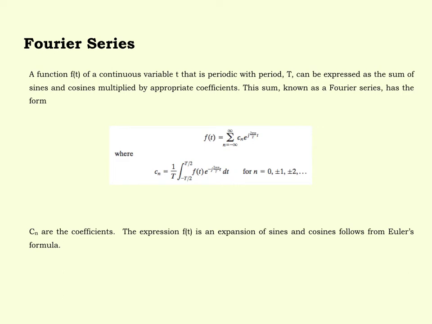Fourier series. A function f(t) of a continuous variable t that is periodic in nature with period T can be expressed as the sum of sines and cosines multiplied by appropriate coefficients, and this is known as Fourier series, and it is given by this function. Cn are the coefficients, and the expression f(t) is an expansion of sines and cosines following from Euler's formula.